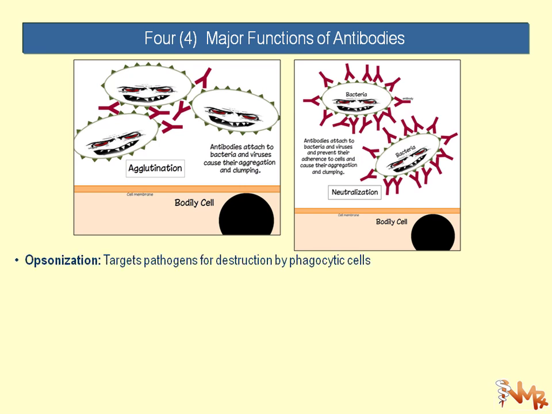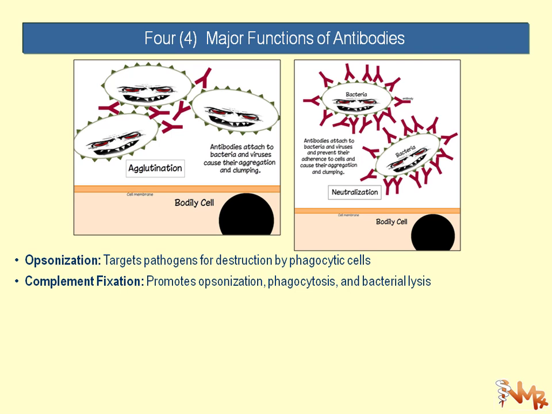So the four major functions, however, are opsonization. Sometimes as a mnemonic, I call it oopsonization, because it marks or targets the pathogens for destruction by phagocytic cells. But anyhow, that's opsonization. Then we have complement fixation. It promotes opsonization, and actually aggressively promotes opsonization, or again, oopsonization, because you coat essentially the bug with C3b, as you're going to see later.